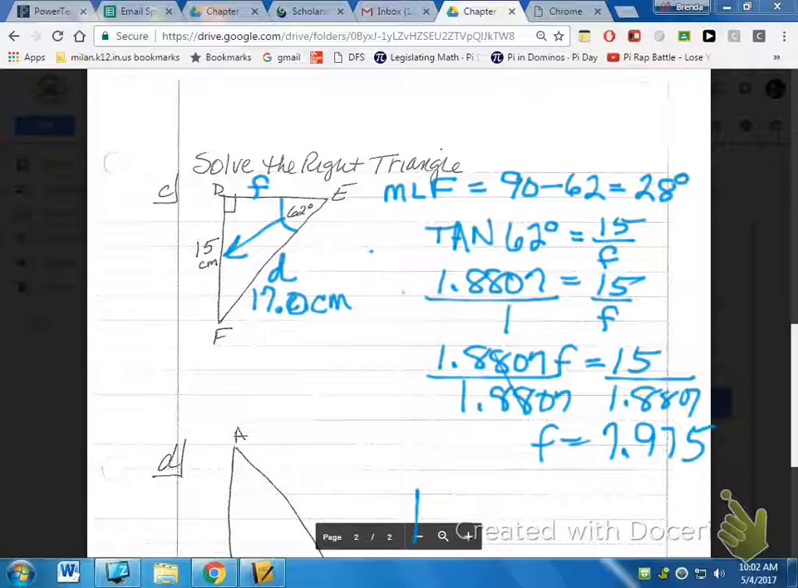So again, something similar. If we round to the nearest tenth, the 7 says 9 is going to go up. So 8.0 centimeters.